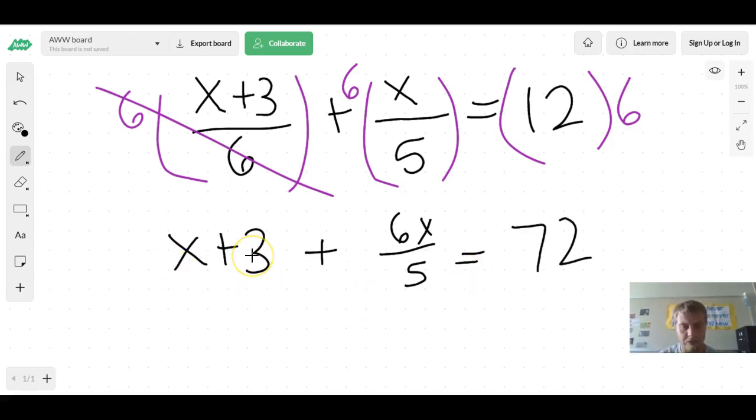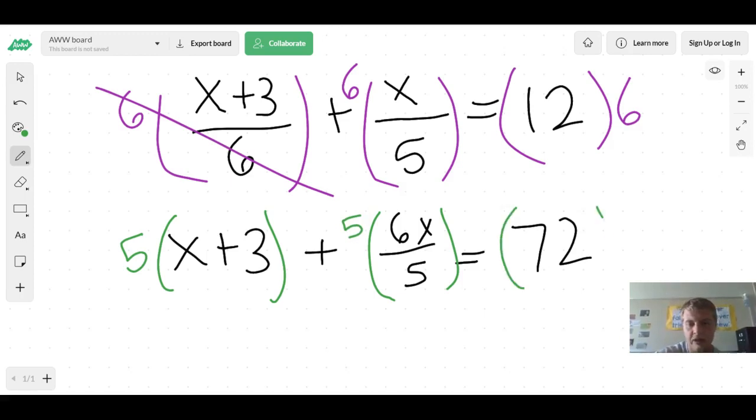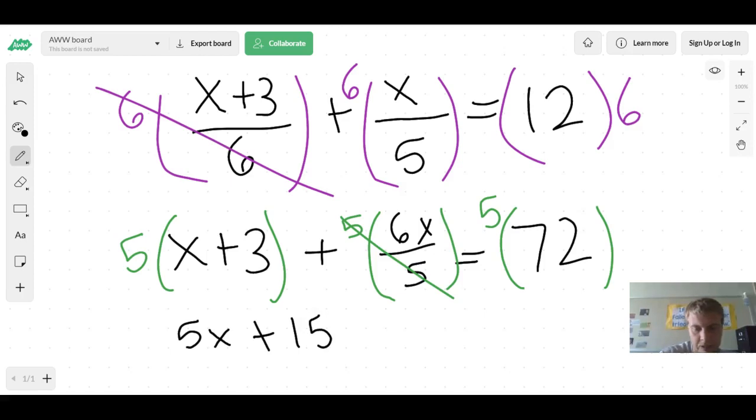Now, when we look at this, we would go, well, what's stopping this x from being free? It's that 5. So I would have to come through here and multiply everything through by 5. So this thing would be multiplied through by 5. This would be multiplied by 5. And this would be multiplied by 5. Well, that will cancel out. This will become 5x plus 15. And this will become plus 6x, because that 5 canceled, so it's gone. And this would be 360.